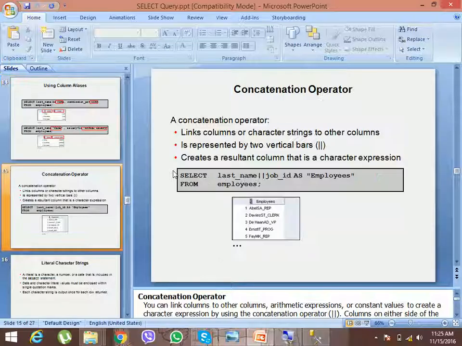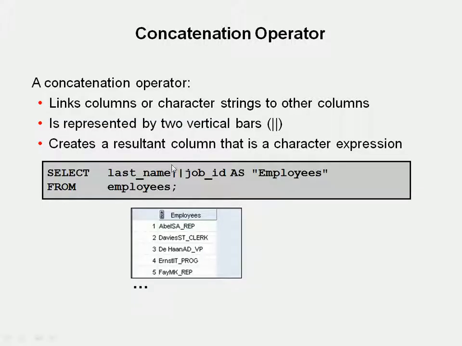Clear? Concatenation purpose. For concatenation, we use the double vertical bar in Oracle, but in SQL we use the plus operator. Concatenation means combining two columns and displaying the report. So select last name, concatenate job ID as employees from employees. It links columns or character strings to other columns. It creates a character string by combining two columns with each other. It is represented by two vertical bars in Oracle and by a plus operator in SQL. It creates a resultant column that is a character expression.